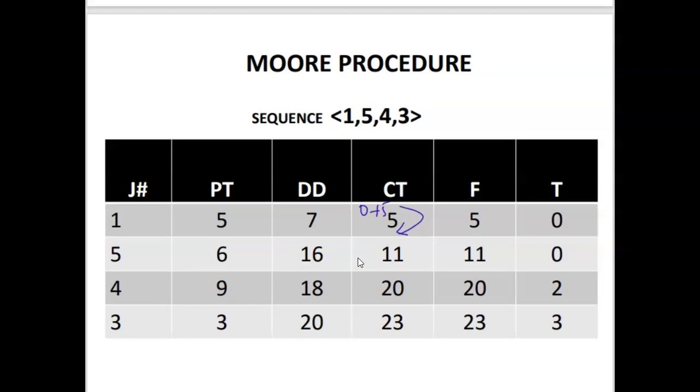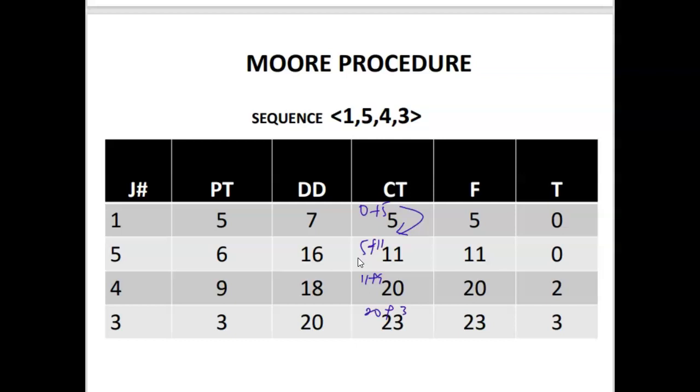So now look at 5 plus 6. This gives us what? 11. The same way we have been doing. 5 plus 6, 11. 11 plus 9 gives 20. 20 plus 3 gives 23. And our flow time, as I've said, you follow the pattern of your completion time. Repeat what you have as your completion time. You have repeated it.